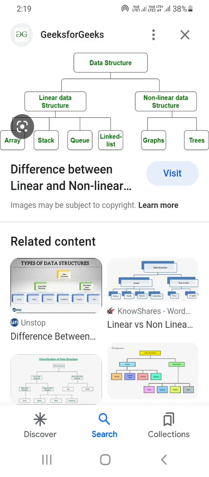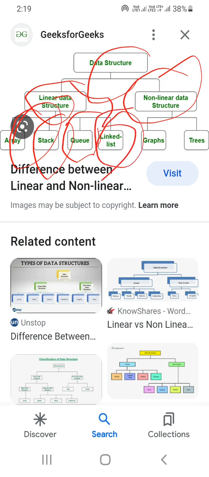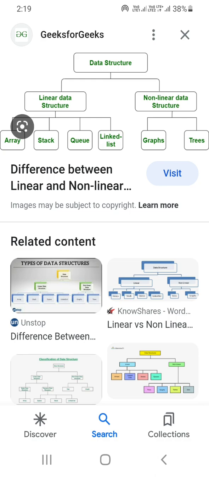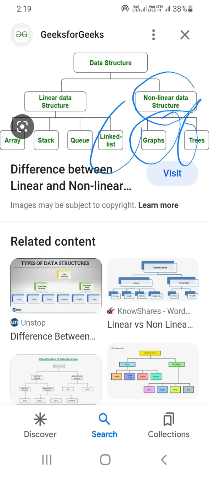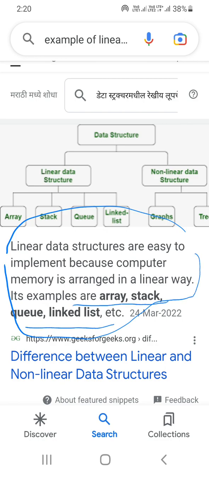Here you can see that data structures are divided into linear data structures and non-linear data structures. Array, stack, queue, and linked list are in the form of linear data structures. Non-linear data structures are like graph and tree. Linear data structures are easy to implement because computer memory is arranged in a linear way. Examples are array, stack, queue, linked list, etc.